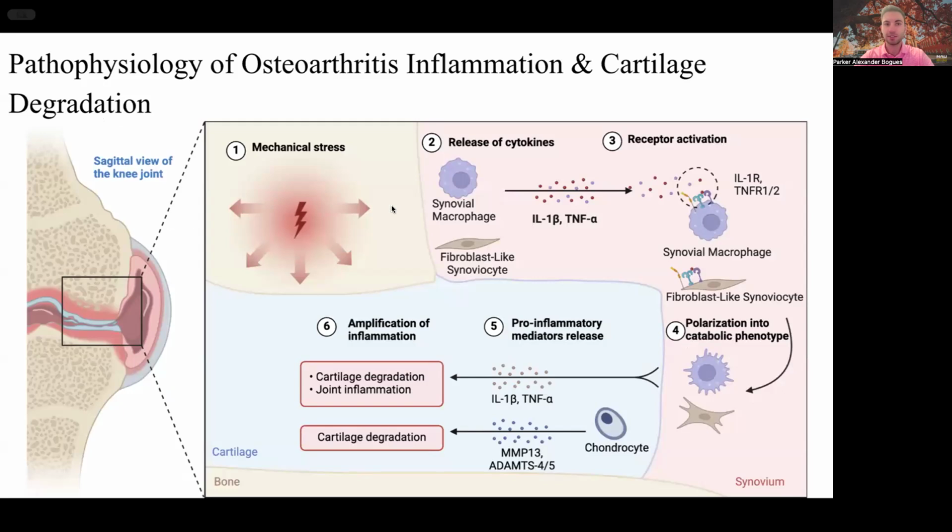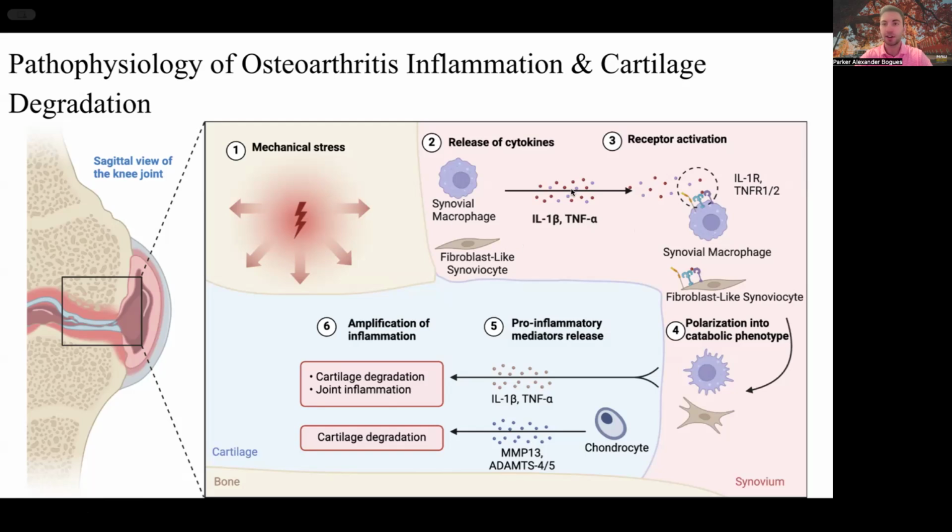So let's start by discussing the pathophysiology of osteoarthritis, inflammation, and cartilage degradation. Over time, our joints, depicted here as a knee, can experience mechanical stress in the bone, which in the synovium can cause the release of various inflammatory cytokines. Two notable examples of inflammatory cytokines typically released in this cascade are interleukin 1 beta and tumor necrosis factor alpha, which can be seen here.